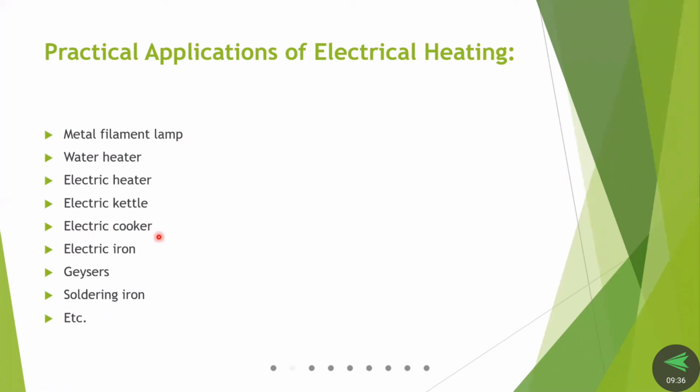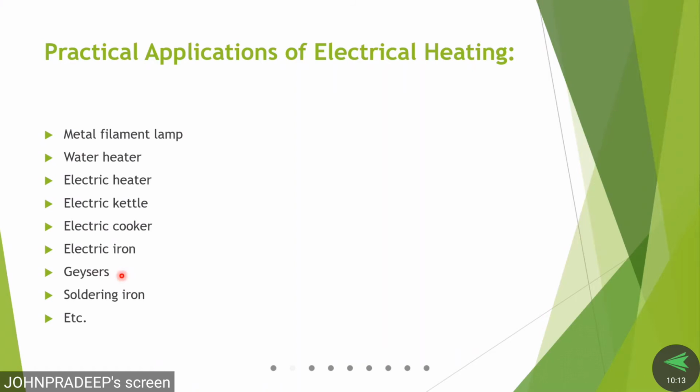Next, electric cooker, we already know all those things. Nowadays all are using electric cookers for simple operation and at the same time economical compared with gas stoves. Because of that reason electric cookers are used. Electric iron is also popularly used nowadays because it is cheap, economical and efficient. These are all reasons why electric irons are used. Geysers are nothing but also used to heat the water.